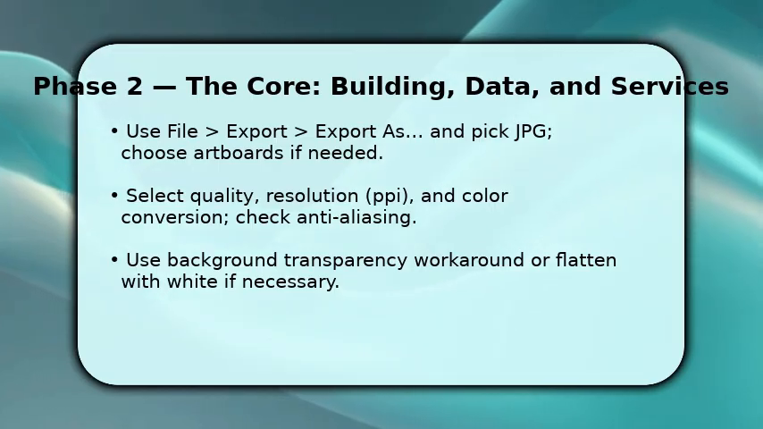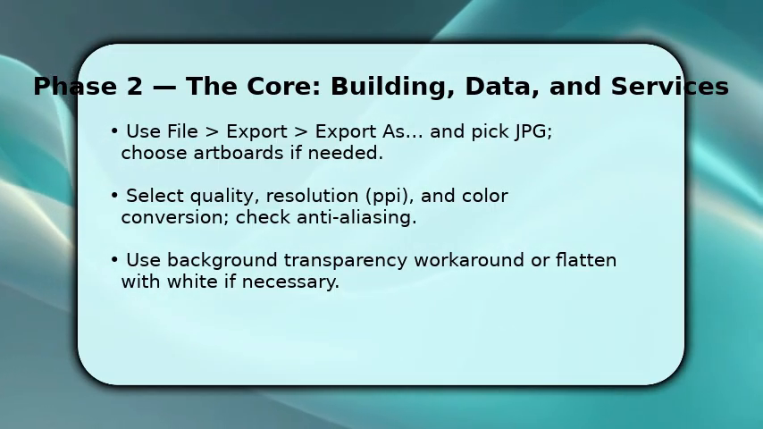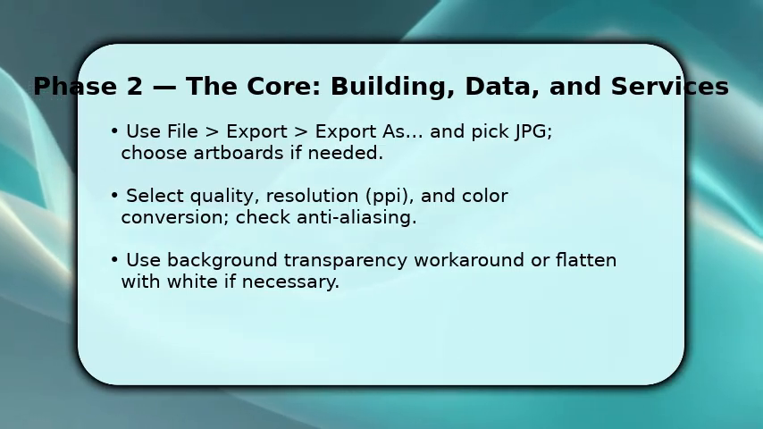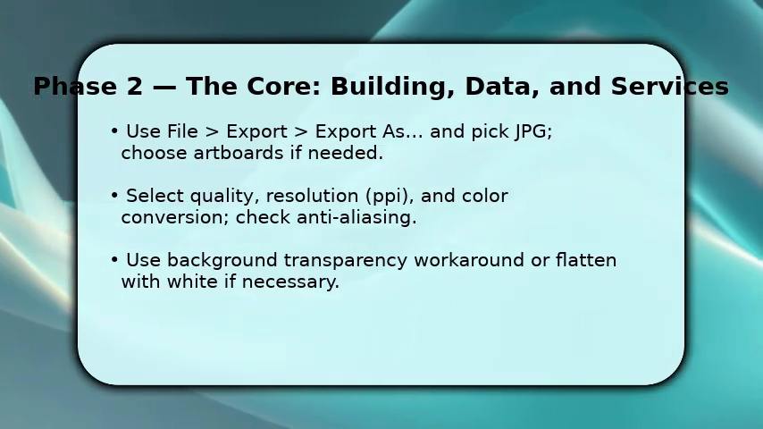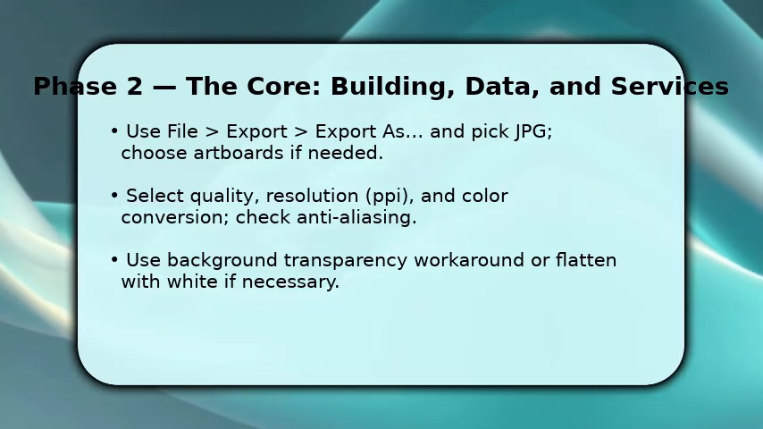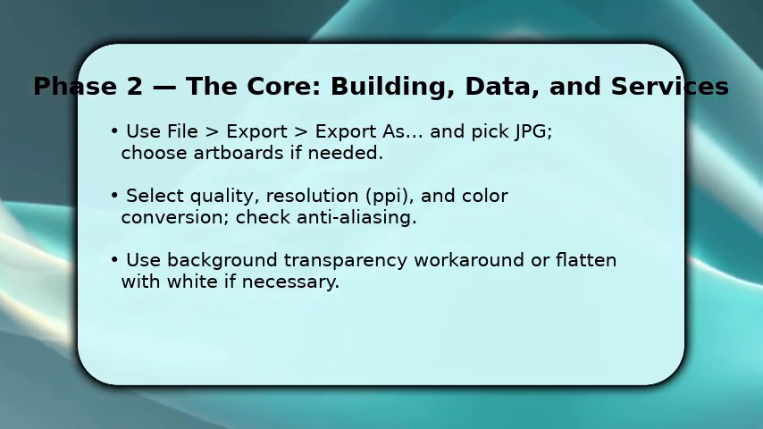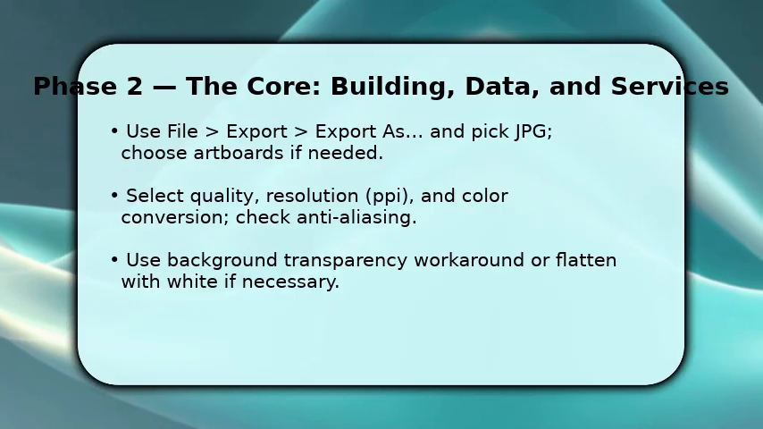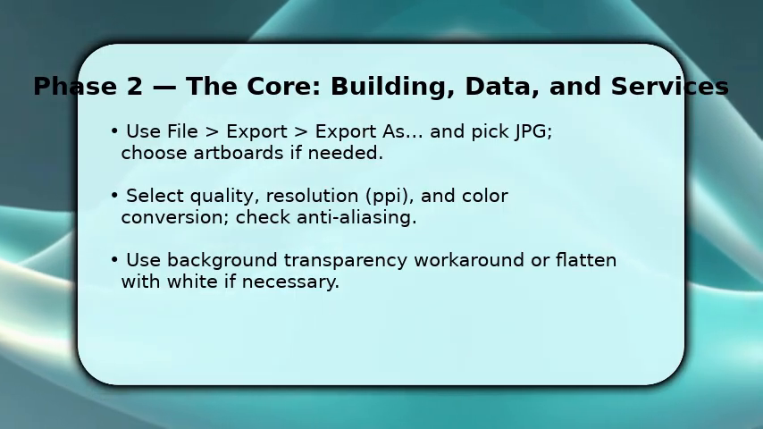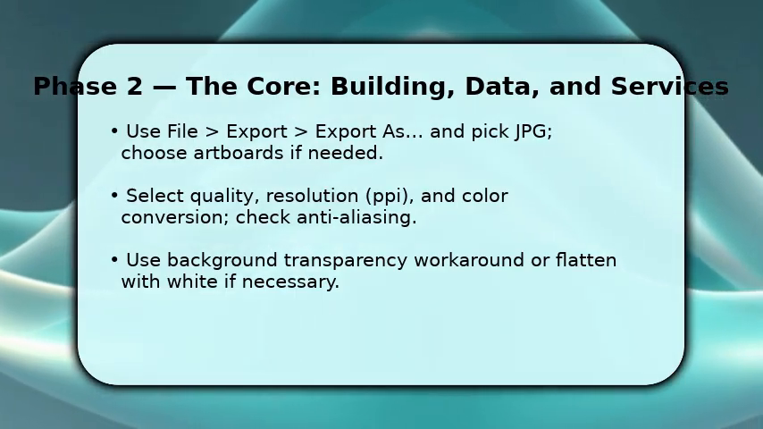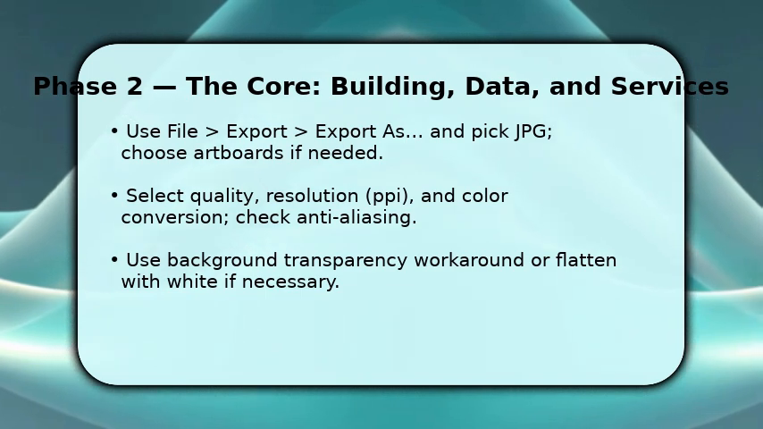Enter 300 ppi for high-quality print or 150 ppi for larger web images, and ensure color conversion matches RGB or CMYK. Make sure anti-aliasing is enabled to smooth edges. If you need transparency, note JPG doesn't support it. Either flatten to a white background or export PNG instead.